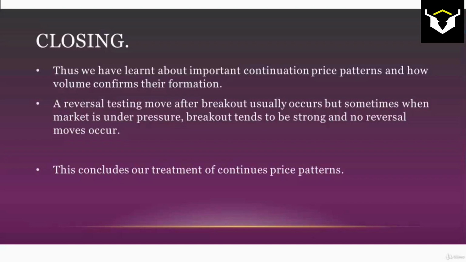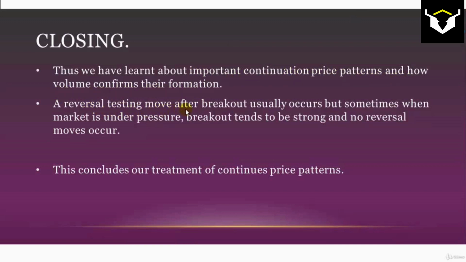So that concludes our current tutorial on continuation patterns. We learned about triangles, how to identify triangle, what each triangle means, how to find price targets for them, and how to interpret volume activity. Then we learned about rectangles, how to identify rectangle. Then we learned about flags and pennants. And lastly, we learned about continuation head and shoulder patterns. Thus, we have learned about important continuation price patterns and how volume confirms their formation.